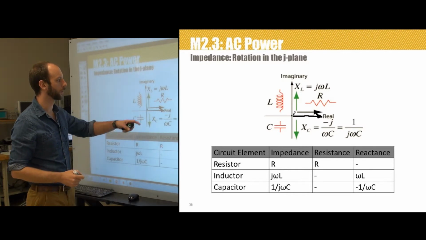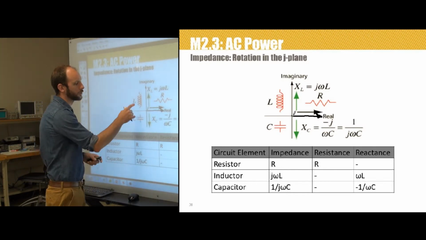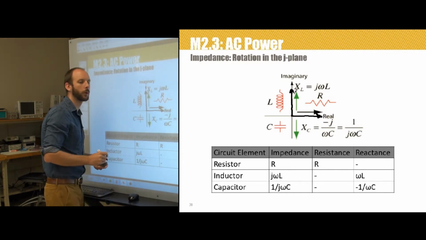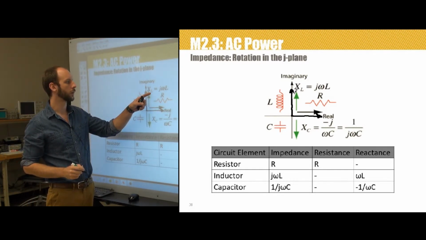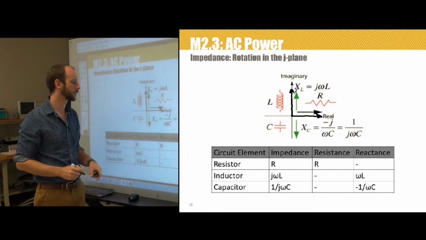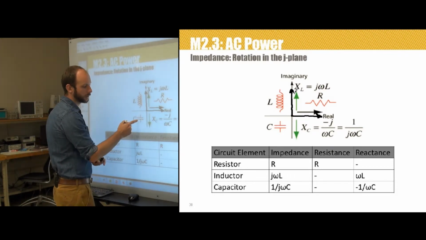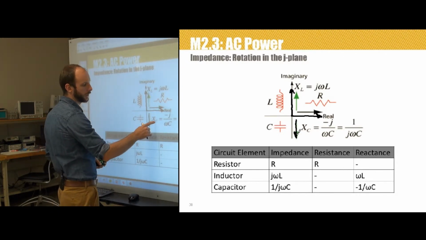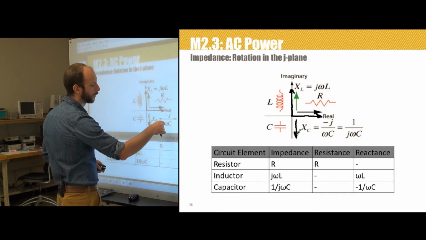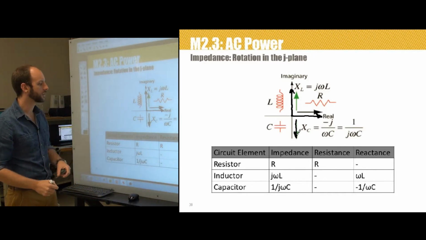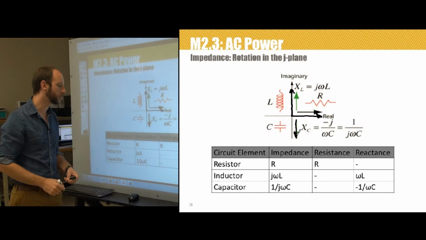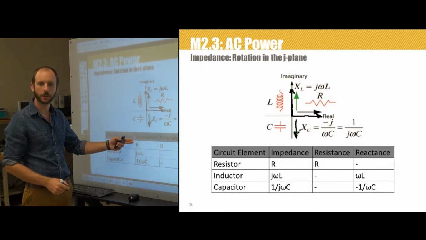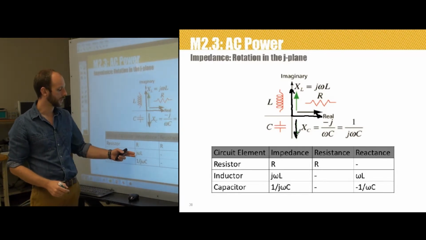If we look at the reactive components, the inductor and the capacitor, the inductor causes positive 90-degree phase shift. That means inductive reactances on the complex plane point straight up. They're given a magnitude j omega times the inductance. Alternatively, capacitive reactances point straight down in the complex plane. You see that its capacitive reactance is minus j over omega C. Technically, if we include the j, that's the impedance of the device. The total impedance of a resistor is R. There is no imaginary component. The total impedance of an inductor is j omega L.